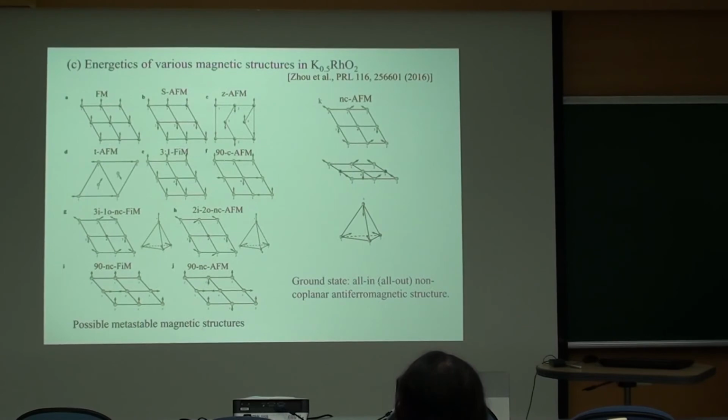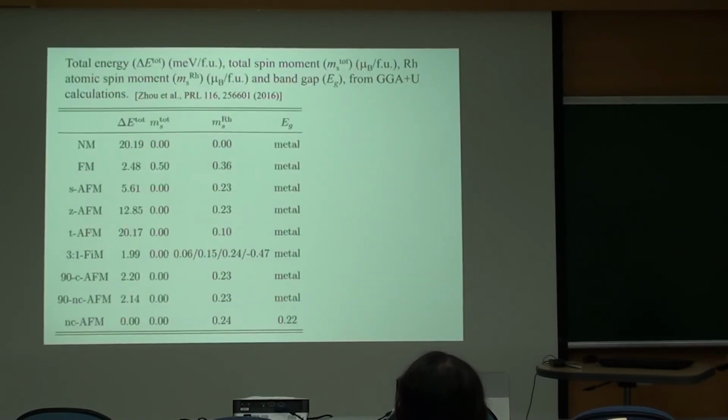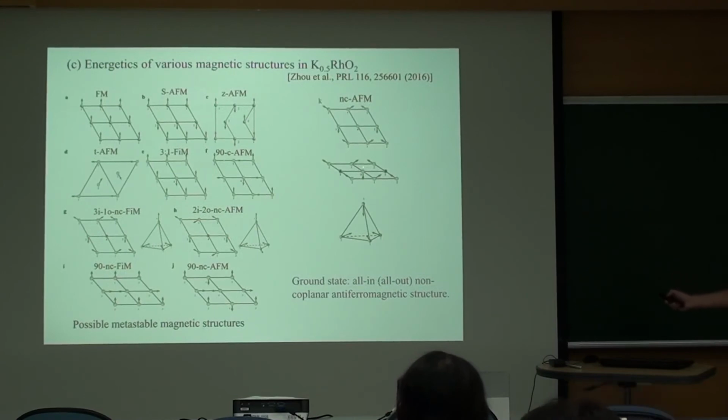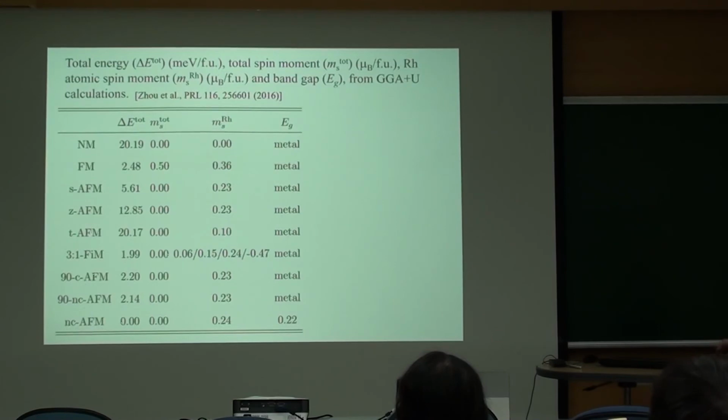And then we study all possible magnetic configurations up to 2 by 2. Now we found these magnetic structures are stable. Then we calculate all the total energies. We found that this configuration is actually non-coplanar, 3 pointing into the center, 1 going down. The total spin moment is 0, but this has the lowest energy. You can see this is in millielectron volts. Now all these other configurations are metals. Then we have a gap of 0.2.